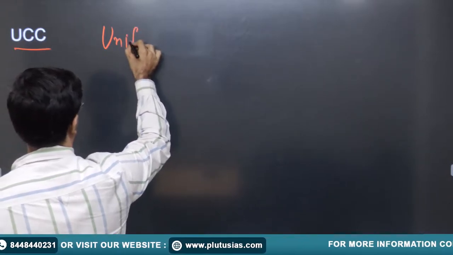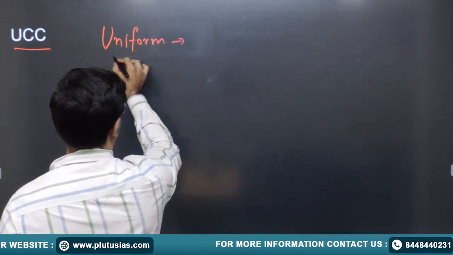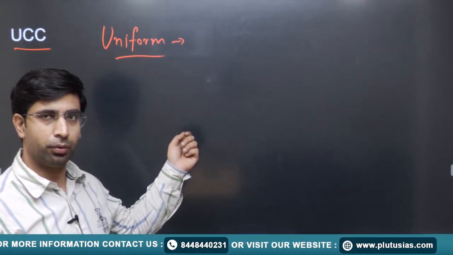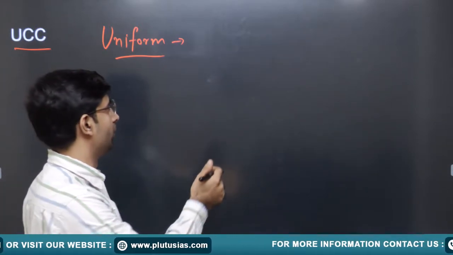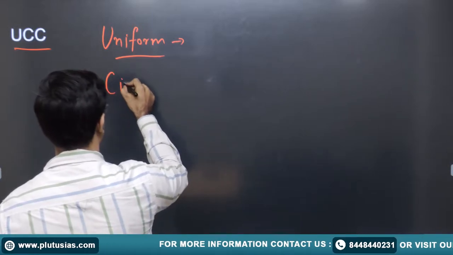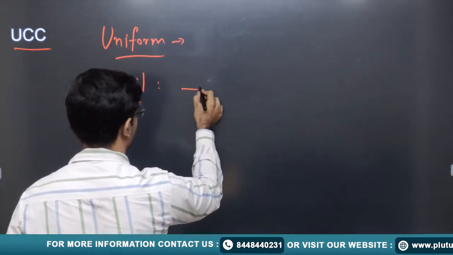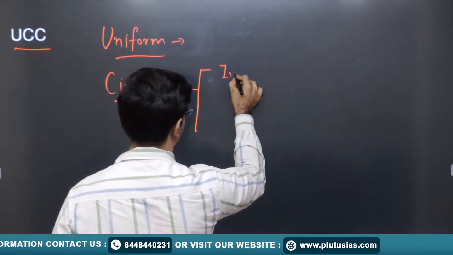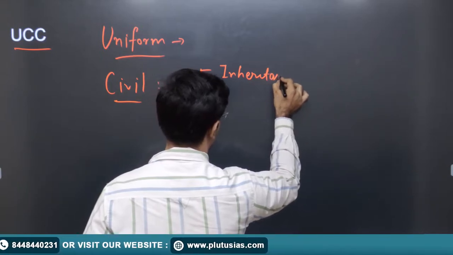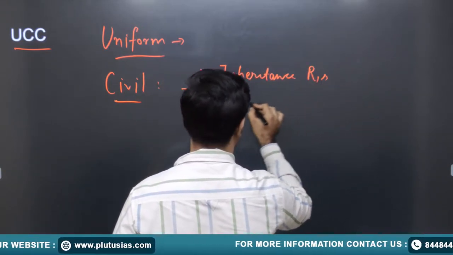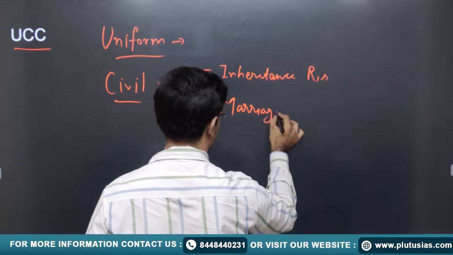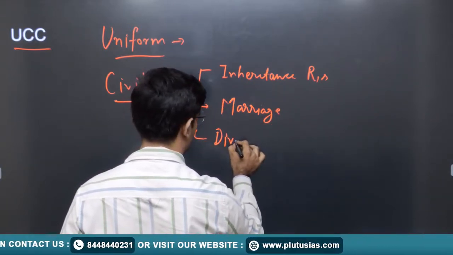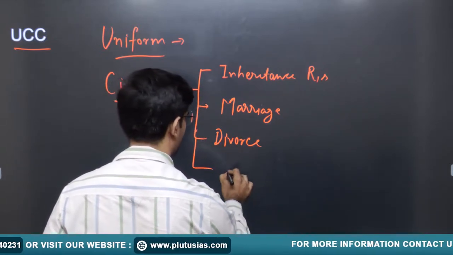First, let us understand the meaning of uniform. It means when an act is applicable to all the parts of India, and it will be applicable to all the citizens, irrespective of religion. This is the meaning of uniform in Uniform Civil Code. And civil means it will be regulating civil matters. What are the different civil matters? Like inheritance rights, second, marriage age, marriage matters, divorce related matters, then adoption.